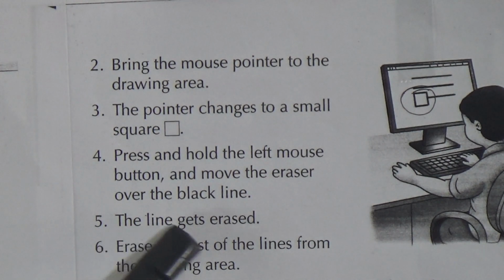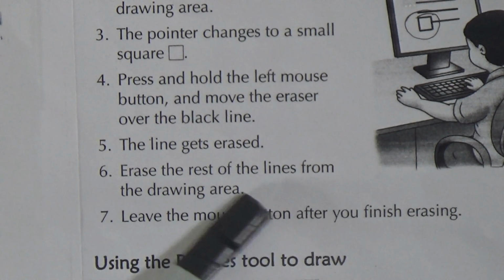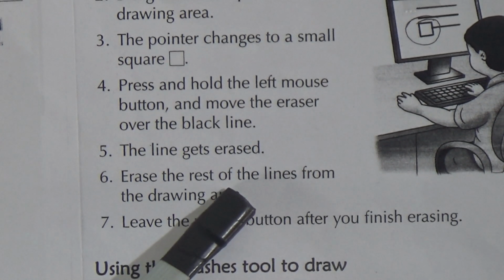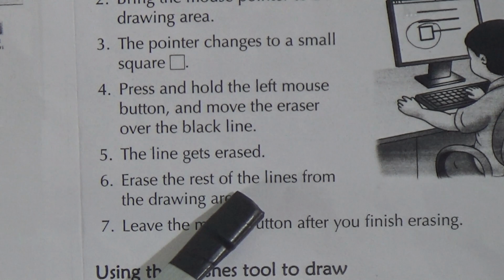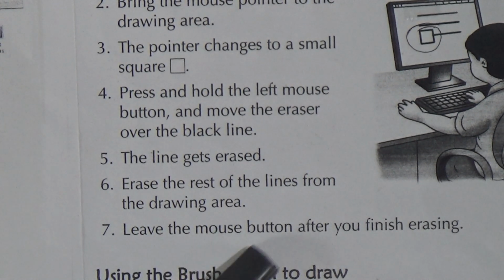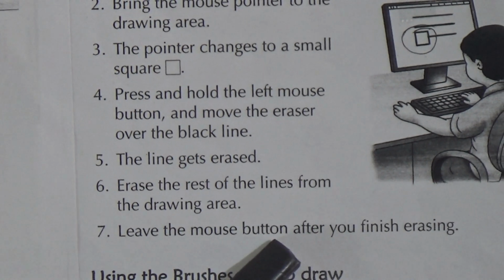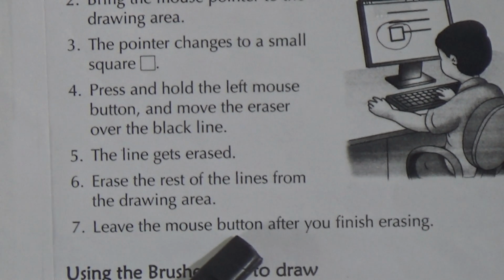Number 5, the line gets erased. And number 6, erase the rest of the lines from the drawing area. So if you want to erase the rest of the line from the drawing area, you will just move the mouse over the line. Number 7, leave the mouse button after you finish erasing. So if you want to finish your erasing, you will just leave the left mouse button.